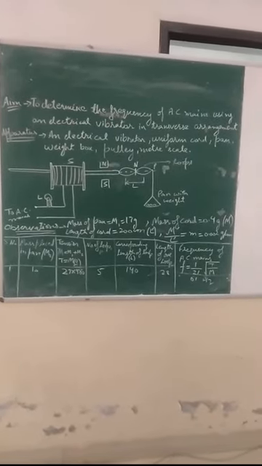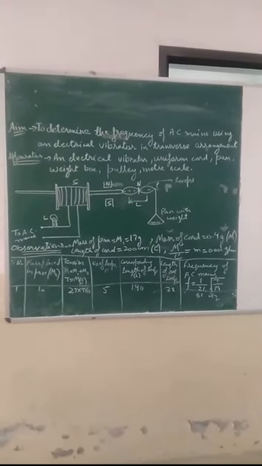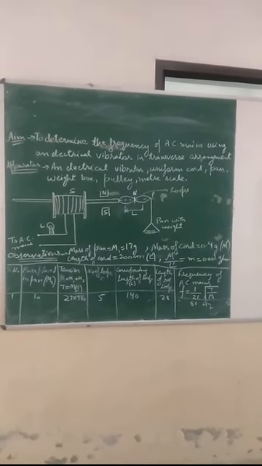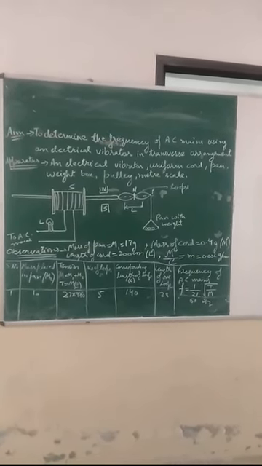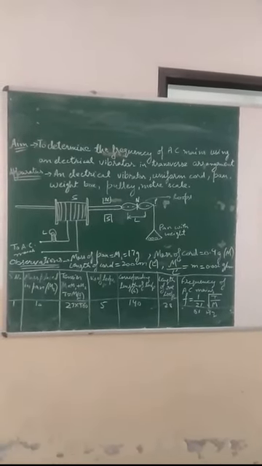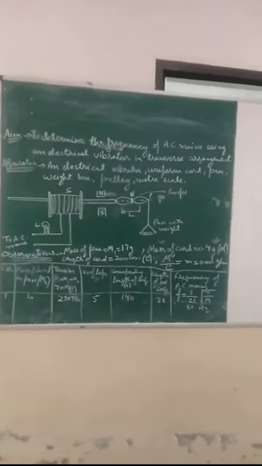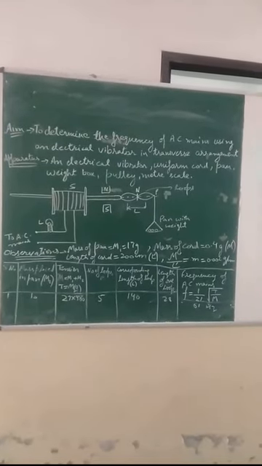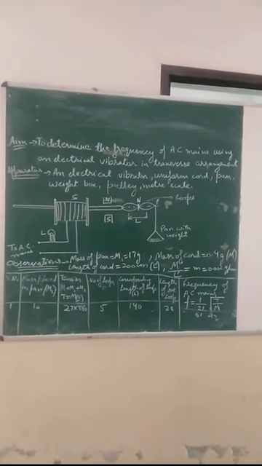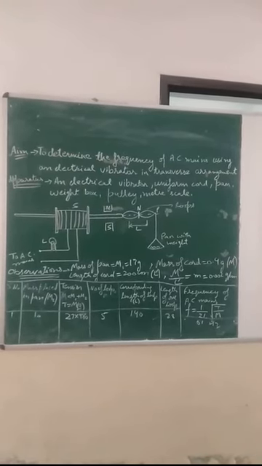So this is the observation table for the frequency of AC mains, where I am having mass in the pan, that is 10 gram. Tension in the string, meaning tension in that thread, T, is equal to mass into acceleration due to gravity, because due to gravity the mass is going downward. So if the mass is 27 in total, that means 17 gram is the mass of the pan and 10 gram which I have placed in the pan. So total mass is 27 multiplied by 980, the acceleration due to gravity. So total tension will be 27 multiplied by 980.